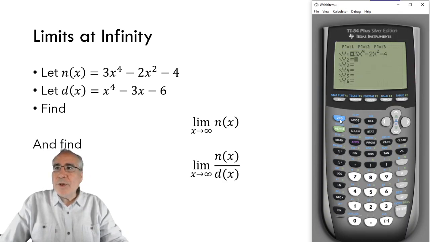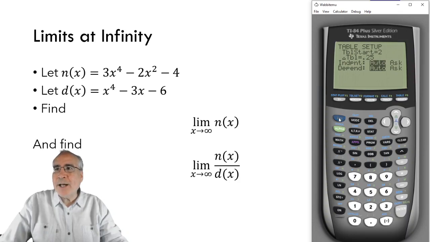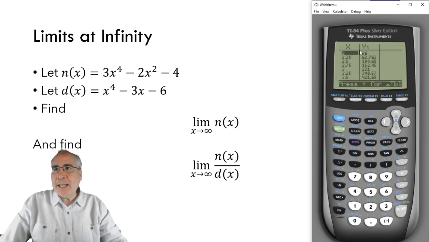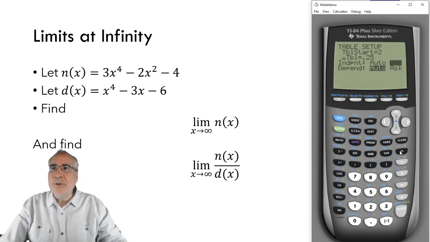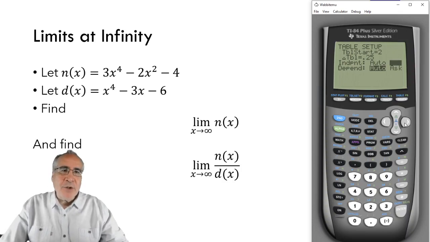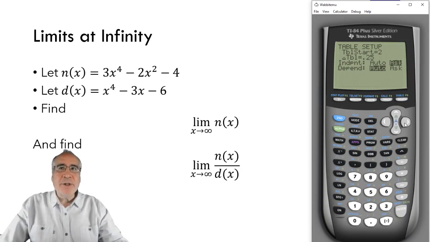What we're going to do is go to the table. I want to clear this out and have a clear one, so I'm going to go back to auto. I'm going to go back to the table and let it give me some values. I'm then going to come back to table set and change it back to ask. I do this multiple times, partly because I want you to get the process down and remember it.